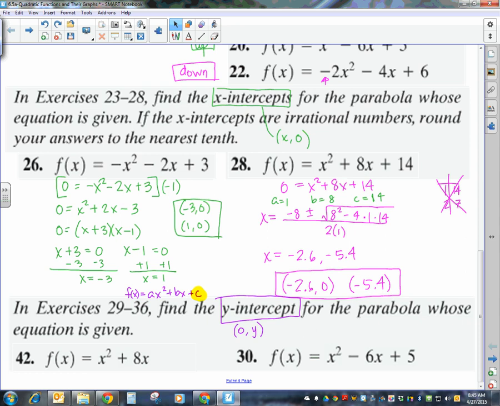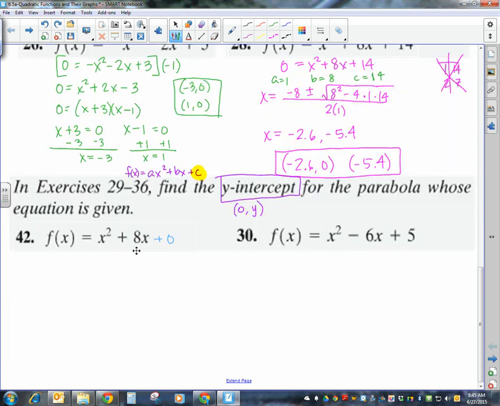So if you look at this first problem, x squared plus 8x plus, oh, there's nothing there. So it's like plus 0, which means that my y-intercept is going to be 0, 0. Nothing there. What's it going to be here? That number. So my answer is 0, 5.